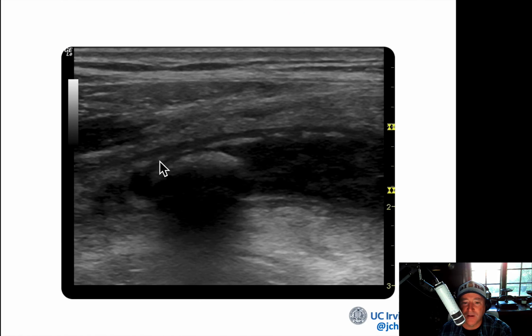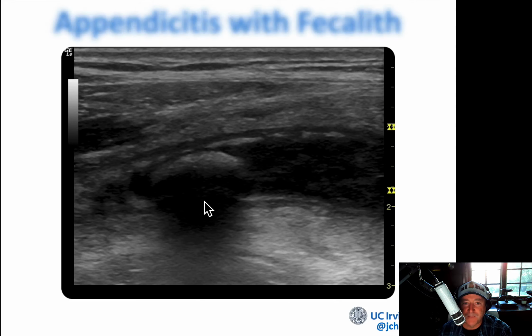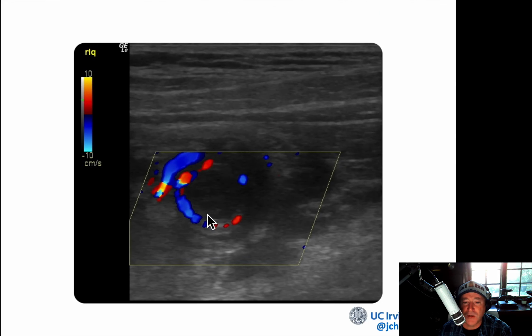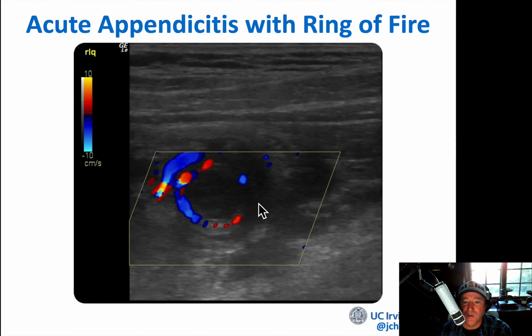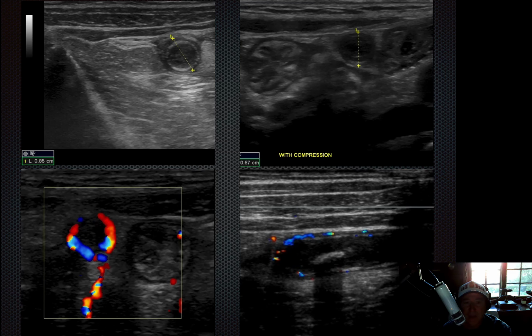This is an appendicolith here with the shadow coming down. The lumen of the appendix would be over here, and the tip of the appendix is over here, so you can see how that stone can block the appendix. You can put color flow Doppler on the appendix in appendicitis, and it will look very engorged with blood initially. That's what we call the ring of fire, because you see hyperemia of the appendix. Here's another ring of fire, and here's the vascular stalk going to the appendix.